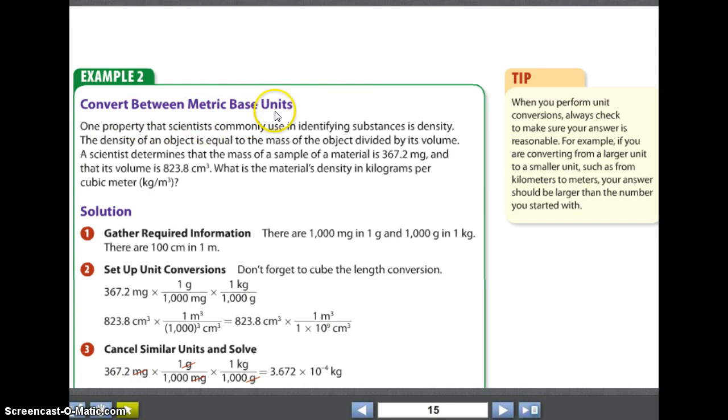Convert between metric base units. All right, let's read the tip first. When you perform unit conversions, always check to make sure your answer is reasonable. For example, if you are converting from a larger unit to a smaller unit, such as from kilometers to meters, your answer should be larger than the number you started with. Okay, so you know that 1 kilometer is 1,000 meters. So if you start out with 100 kilometers, you better make sure you have more than 100 meters, otherwise you did it backwards.